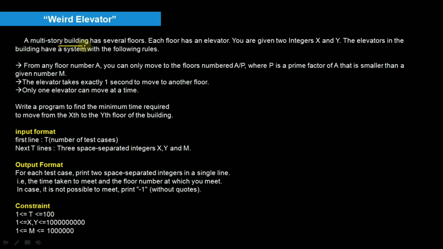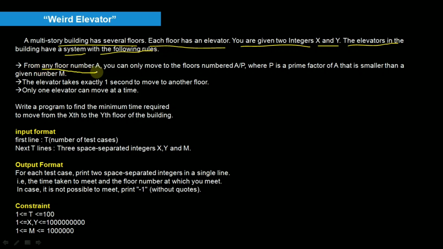A multi-story building has several floors. Each floor has an elevator. You are given two integers x and y. The elevators in the building have a system with the following rules. So there are some rules for the elevator in the building. So let's see the rules.